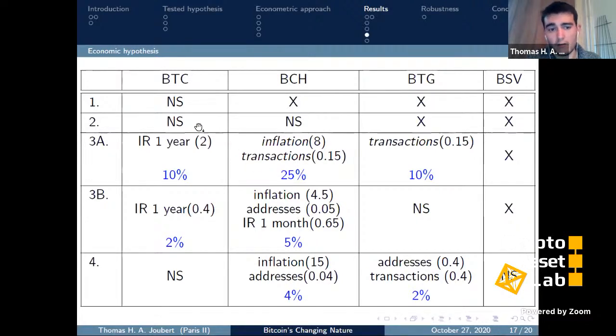Here again, you can observe some change in the nature, also between period 3A and 3B. So nothing lets us think that it is because of the hard fork. Moreover, we can see that Bitcoin Cash is responding a little bit better to the economic hypothesis than the other cryptocurrencies, which suggests that it is the least bad choice to use as a means of payment.